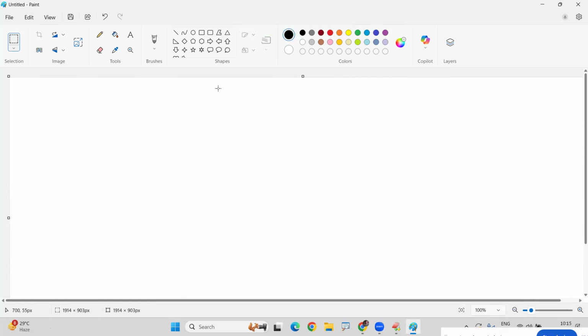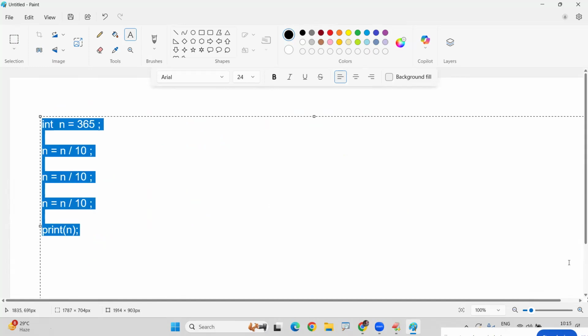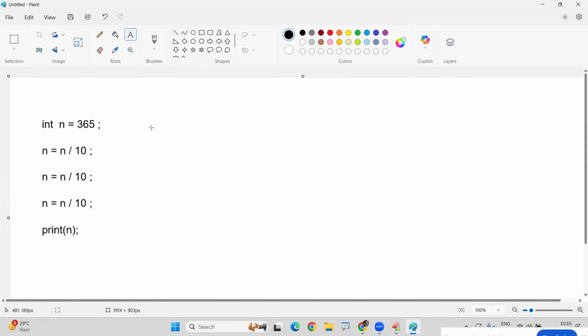Okay, now I'm just taking that number n equals 365. See here, these are the operations I'm doing: n equals n / 10, n equals n / 10, and n equals n / 10 again. And I'm just printing that n value. Output for this.